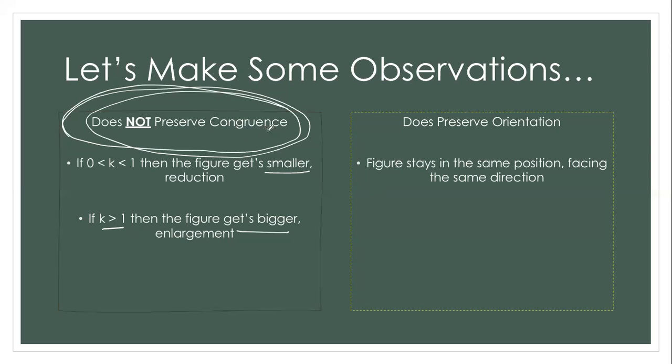So it does not preserve congruence. It either gets smaller or it gets bigger, but they're similar. That means their sides are proportional. It does preserve orientation though, because it stays in the same position, facing the same direction.